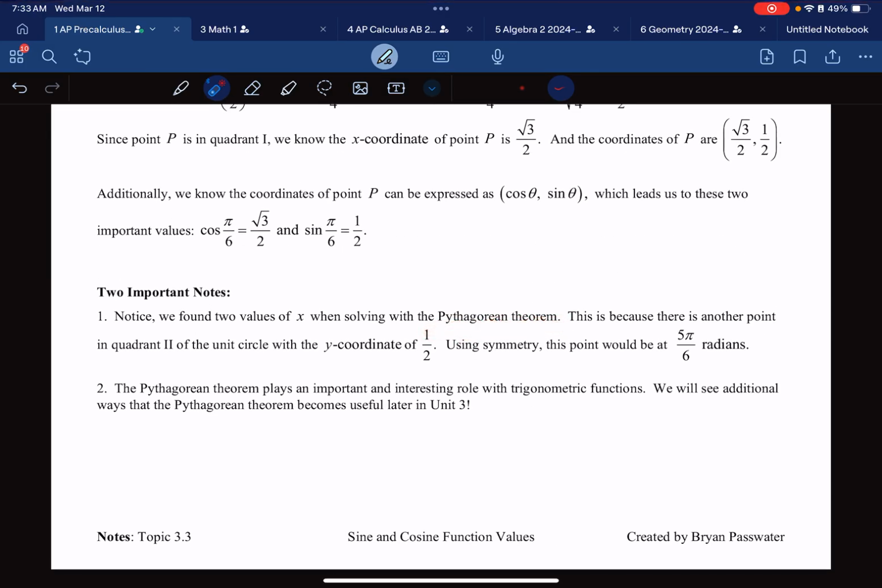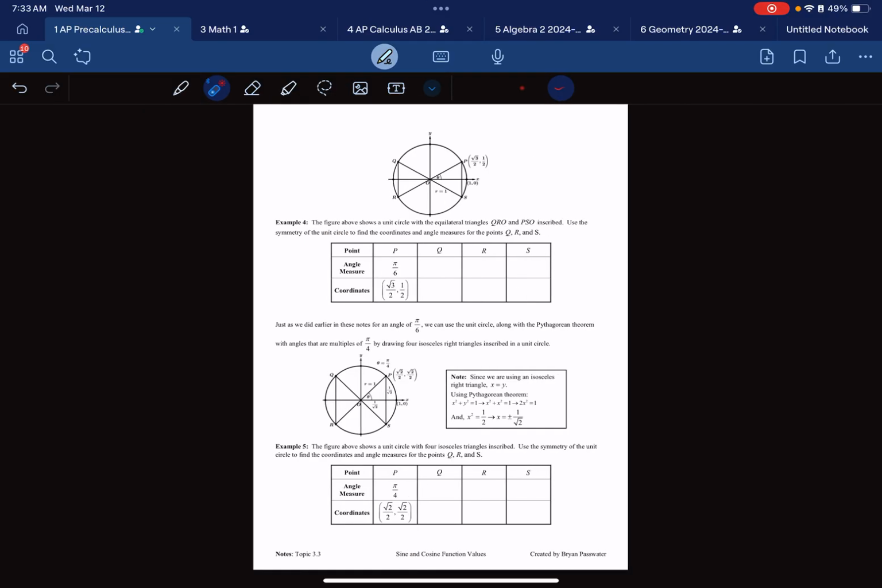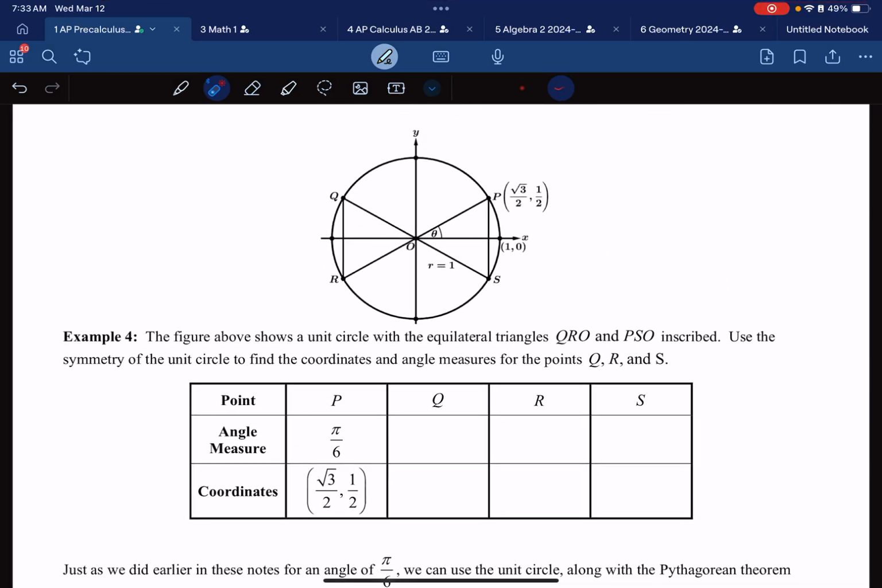We're going to be using it again in the future and later in Unit 3. Be ready for that. So let's jump into another example. All right, so the first thing I want to do here is figure out the angle measures of our table.